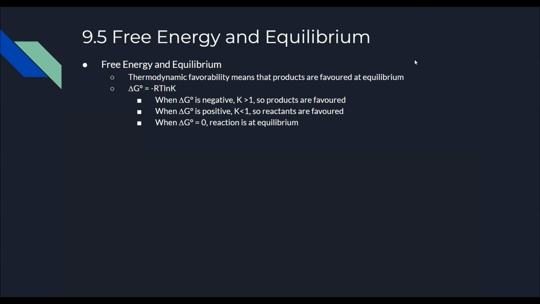9.5, free energy and equilibrium. Thermodynamic favorability means that products are favored at equilibrium. That's shown with the equation delta G equals negative R times T times the natural log of K, the equilibrium constant. When delta G is negative, K is greater than 1, so the products are favored. When delta G is positive, K is less than 1, so the reactants are favored. And when delta G is equal to 0, the reaction is at equilibrium.